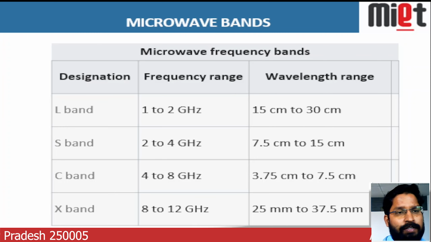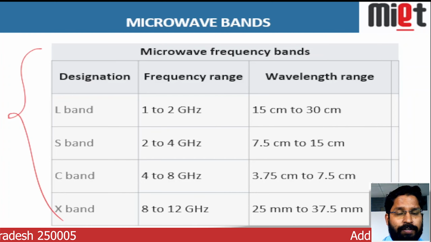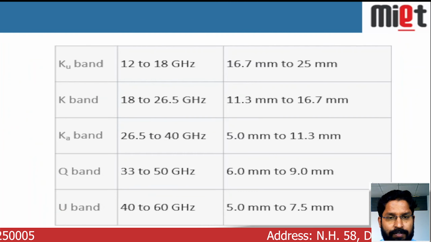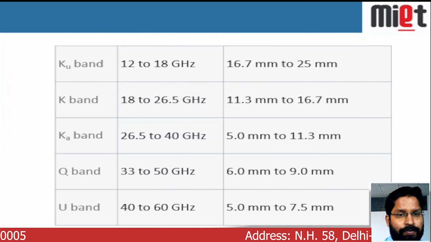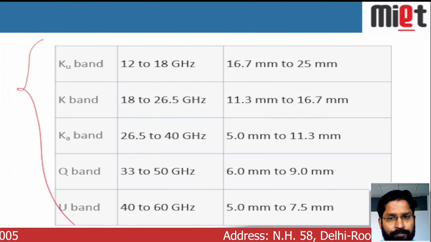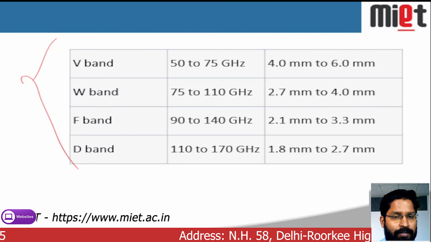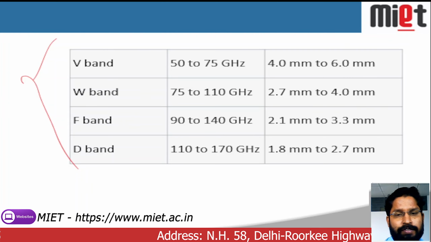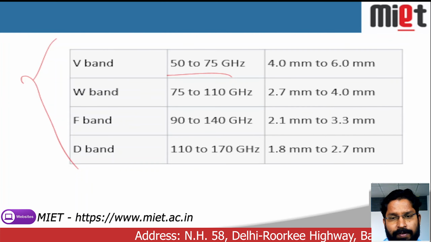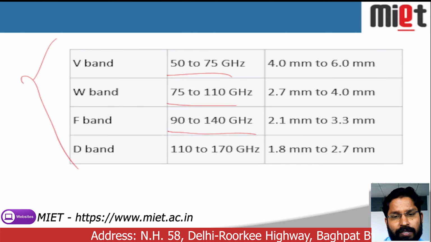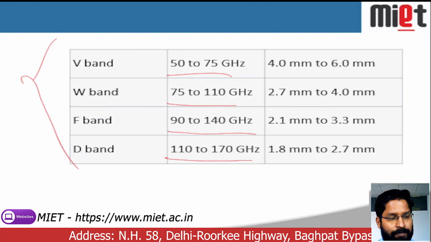These are the microwave frequency bands: L band 1 gigahertz to 2 gigahertz, S band 2 to 4 gigahertz, C band 4 to 8 gigahertz, X band 8 to 12 gigahertz. And the Ku band is also important. And there are the V band, W band, and D band, with frequencies of 50 gigahertz to 75 gigahertz, 75 to 110 gigahertz, 90 gigahertz to 140 gigahertz, 110 to 170 gigahertz.